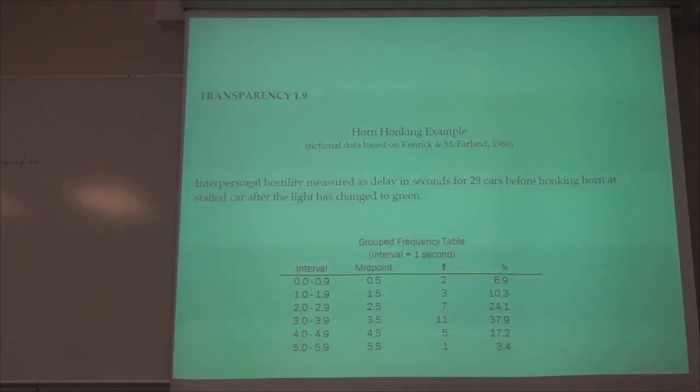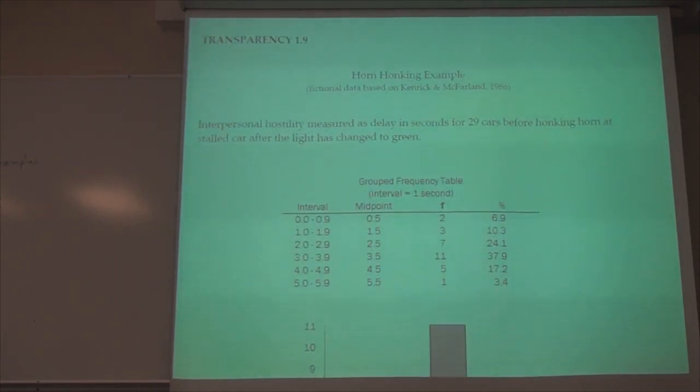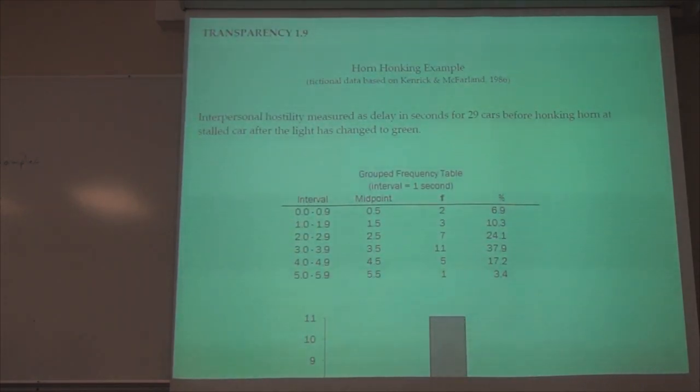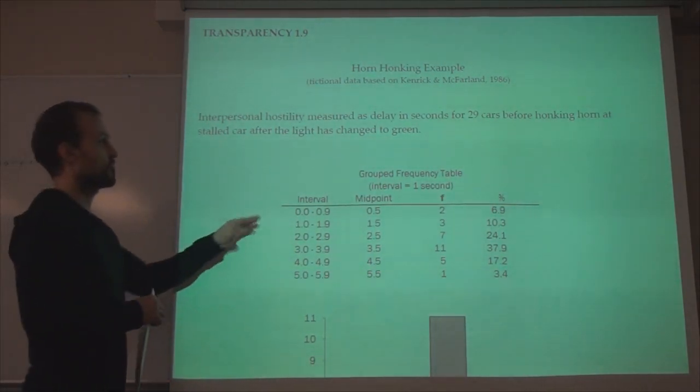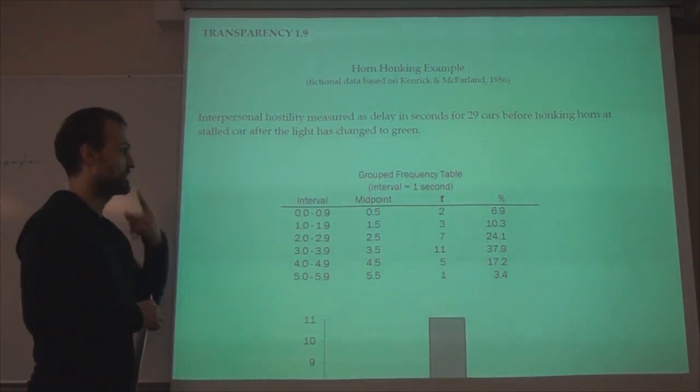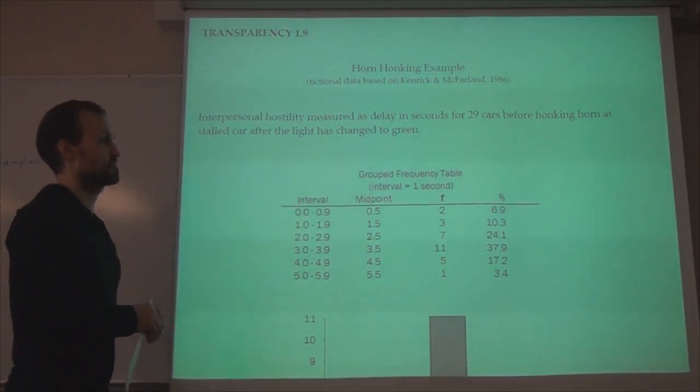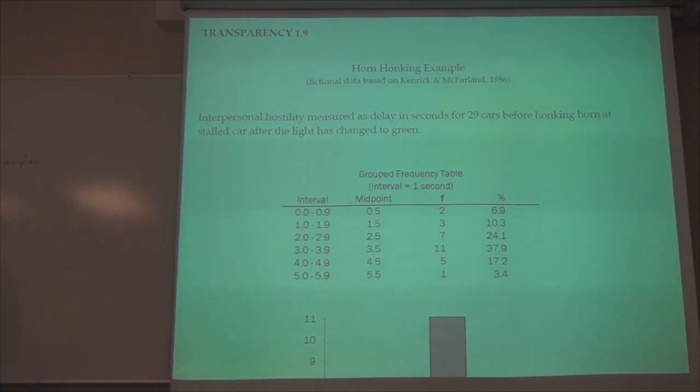Whoops, that's too far. 1.9. I'm going to look at my horn honking example, measuring how quickly people get on the horn when someone's not moving in front of them, and they should. You can decide where you fall. I'll probably fall in this first group. Maybe you fall in the last group. You're like, yeah, whatever, we can stand there all day.